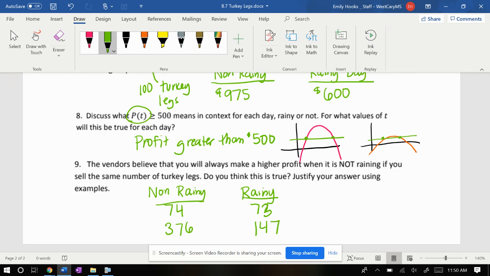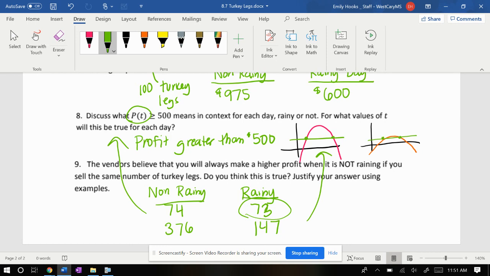All right. So then let's go back and read the question. The vendor believes that you will always make higher profit when it's not raining if you sell the same number of turkey legs. Do you think this is true? Well, this proves to you right here that if I sell 73 on a rainy day, I'll make $500. Oh wait, this one, I'm sorry guys. These answers go up to number 9. Sorry about that. All right, so those are when you make the 500.